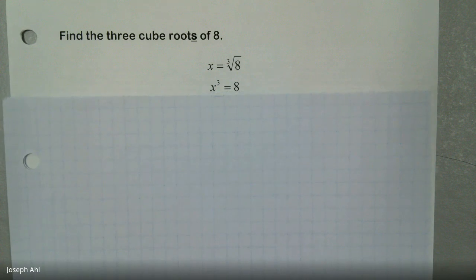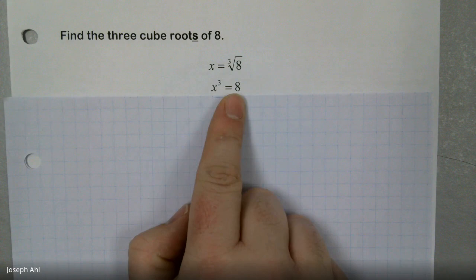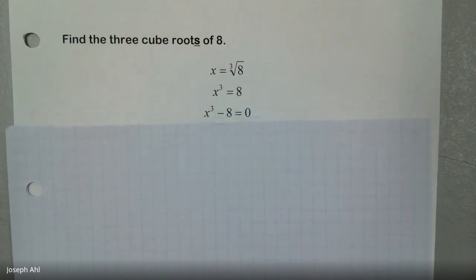Well, here's another way to think of it, though. To get the 3 answers, you can cube both sides. That's how I got to this step. And again, you can just follow along with me if you'd like to. And then x cubed minus 8 equals 0, so set it equal to 0.